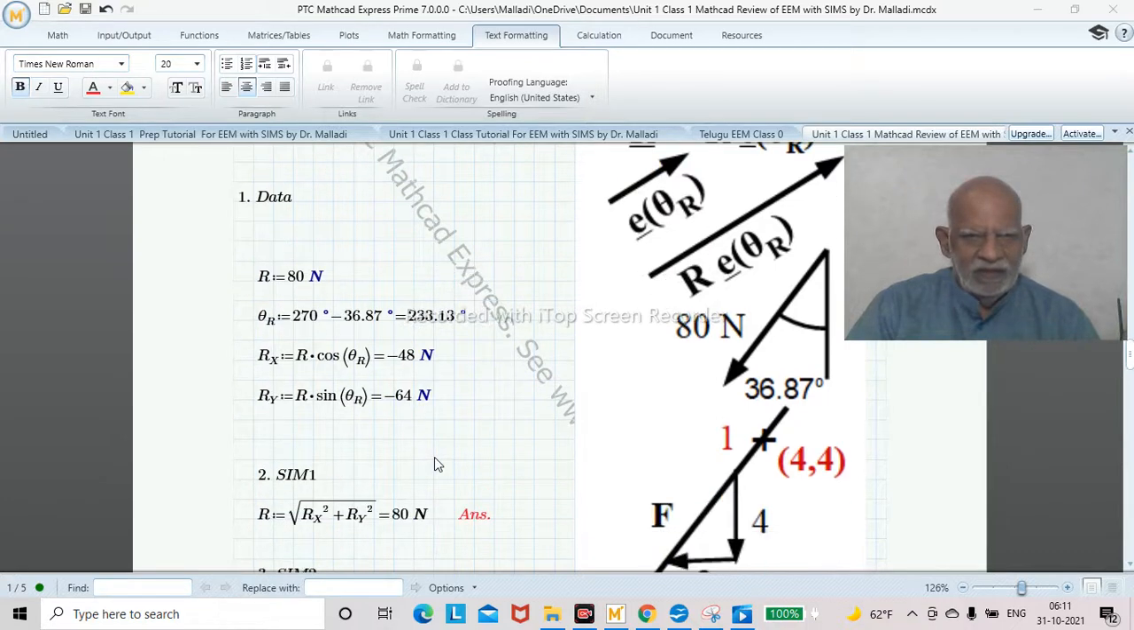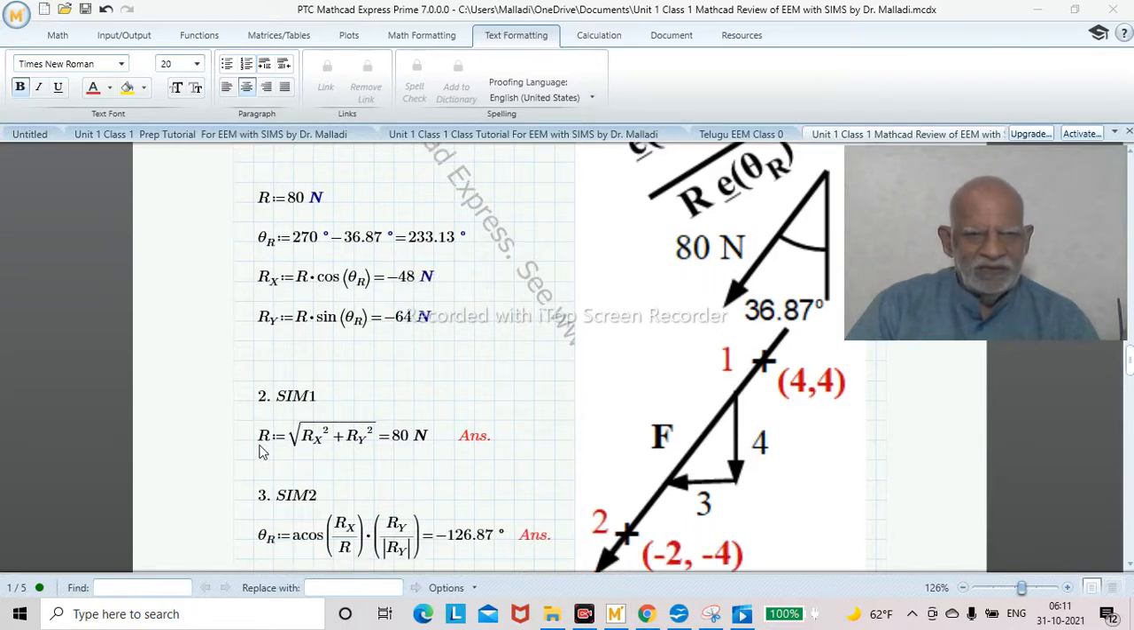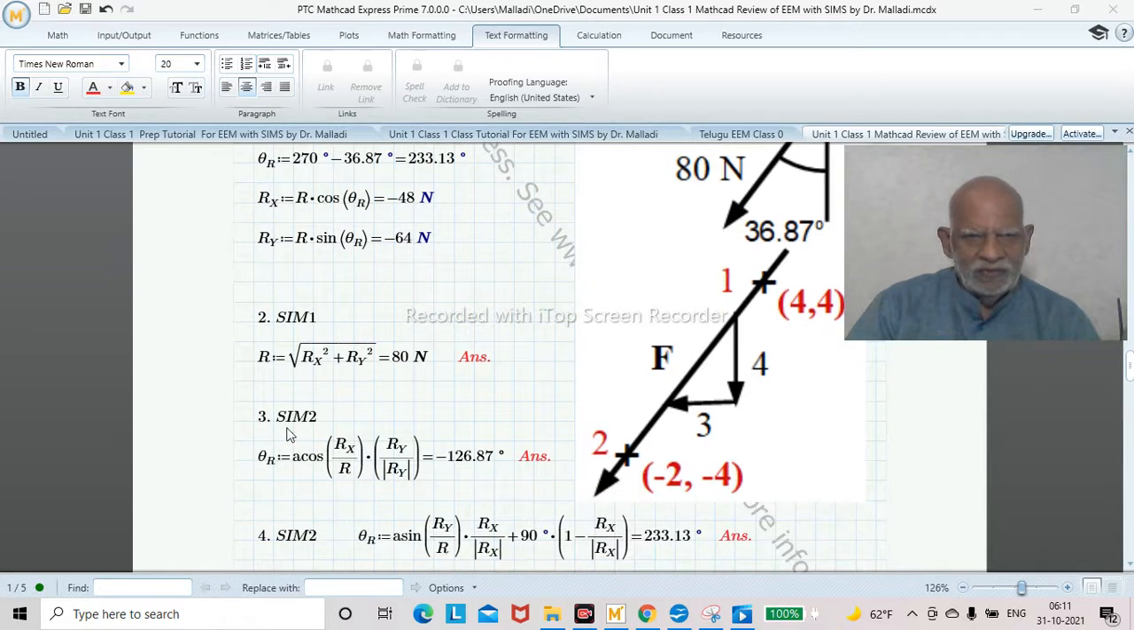Okay, and now this is number 2. What is Sim 1? Sim 1 determines, from the given information, the magnitude, that is, the square root of rx squared plus ry squared is equal to 80 N, if you know them. Okay, and what is Sim 2? Sim 2 is determining the theta or angle.